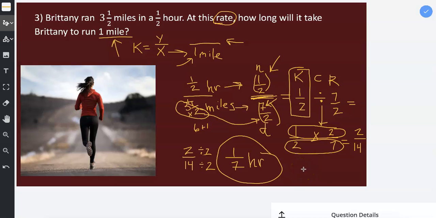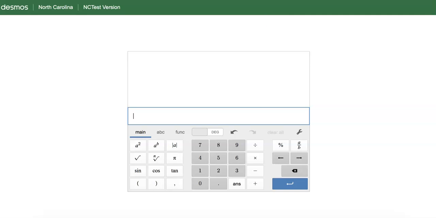And let's think about how many minutes are in an hour. So 60 minutes are in an hour. So if we take 1/7 of 60, we would get 60 divided by 7. Multiplying by 1/7 is the same as dividing by 7. So I'm going to go over to Desmos. I'm going to take the 60 minutes and divide it by 7. And if it takes her a seventh of an hour, that would be about 8.6 minutes.